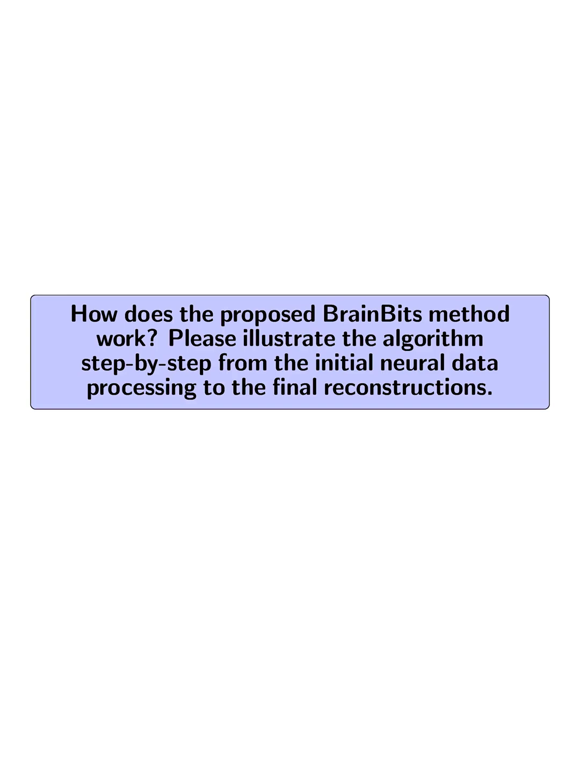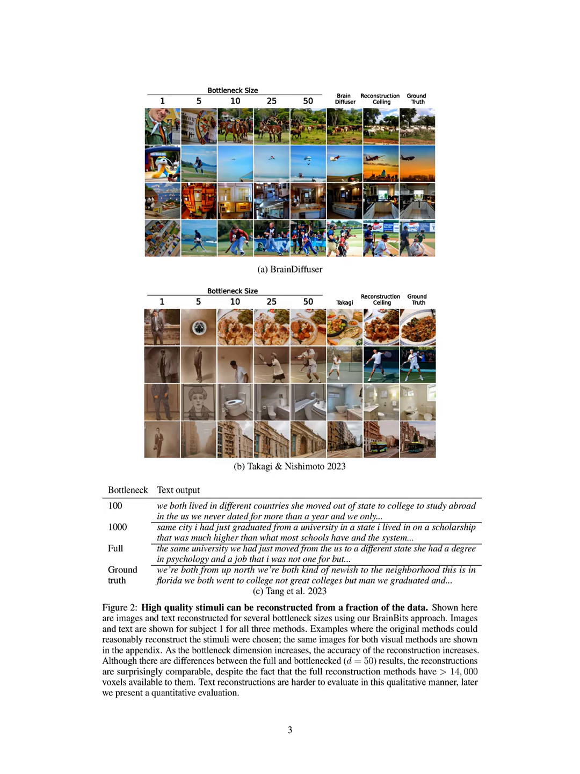How does the proposed BrainBits method work? Please illustrate the algorithm step by step from the initial neural data processing to the final reconstructions. The BrainBits method begins by taking neural data, specifically fMRI recordings, and mapping it to a smaller dimensional space through a linear transformation, referred to as the bottleneck mapping, G_L.